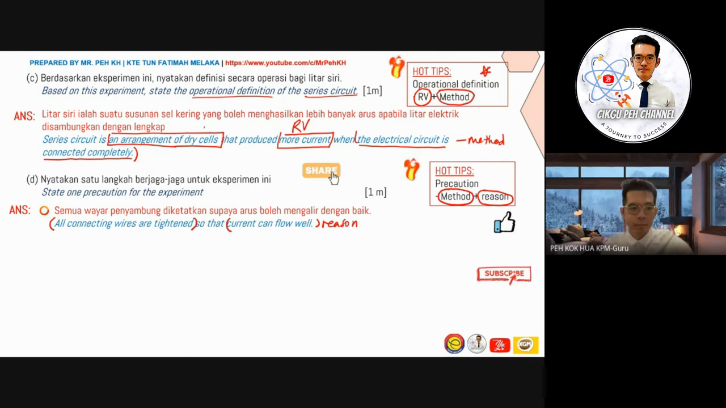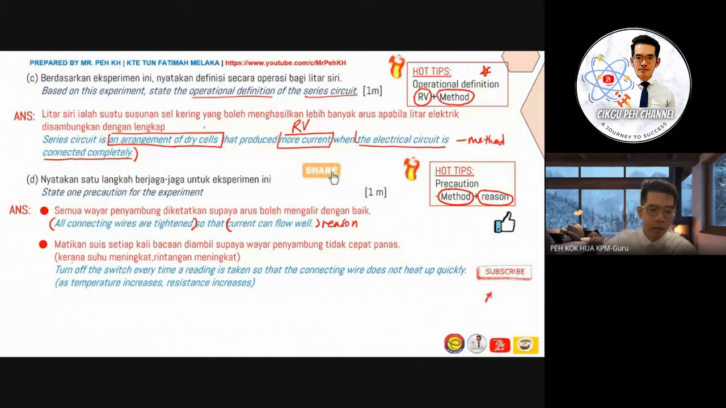This precaution answer can be used for all types of experiments related to electrical circuits. Then the second, you can give: turn off the switch every time a reading is taken so that the connecting wire does not heat up quickly, because when the temperature increases, the resistance increases. So your result will not be accurate anymore. Turn off the switch every time a reading is taken is the method, and the connecting wire does not heat up quickly is the reason. Again, these two answers are suitable for experiments involving electrical circuits.